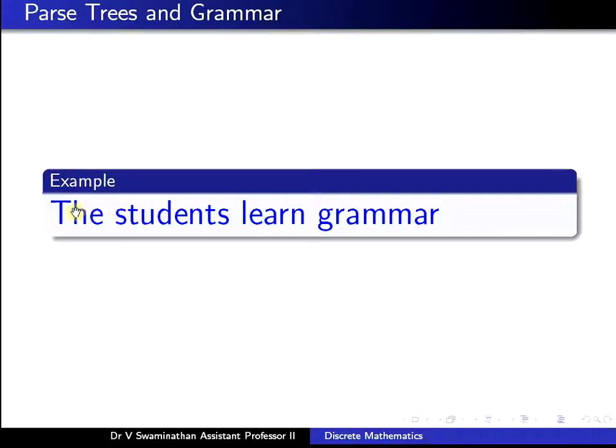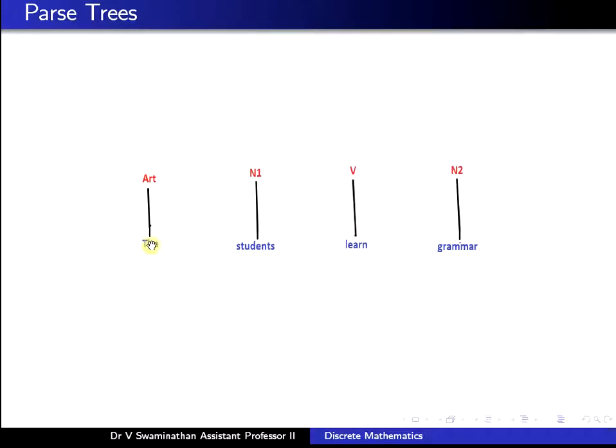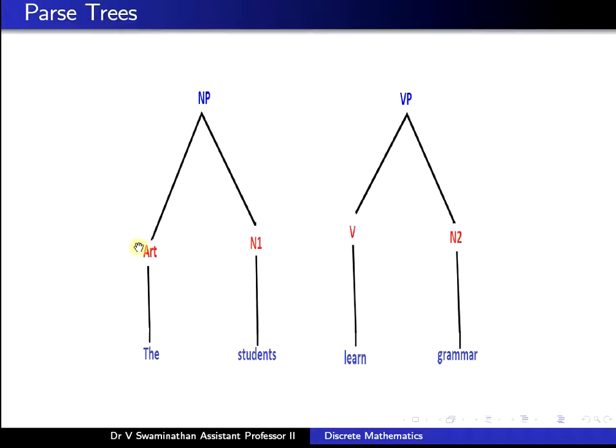Consider the English sentence, the students learn grammar. We know the is an article, students is a noun, learn is a verb, and grammar is another noun. We can combine article and noun 1 and call it a noun phrase. Verb and second noun can be combined and called a verb phrase.